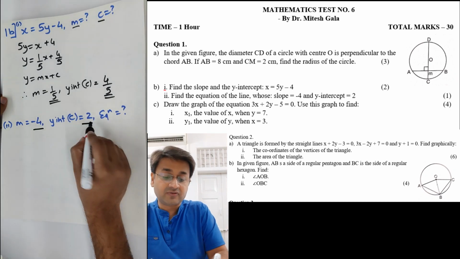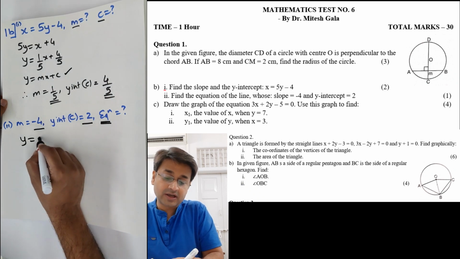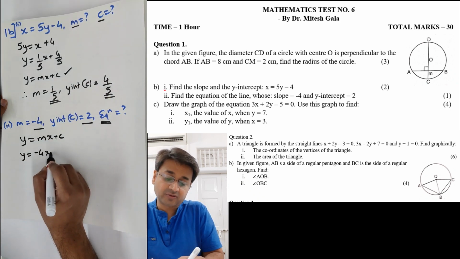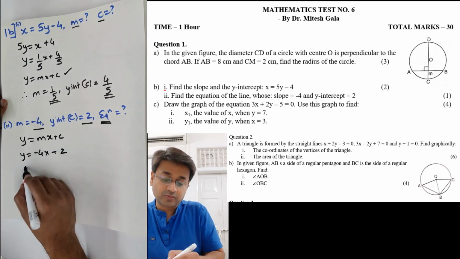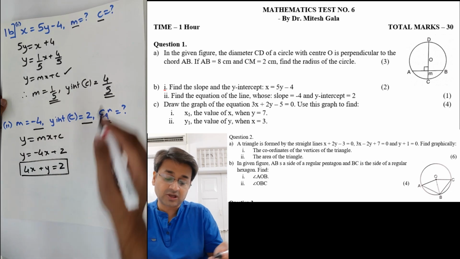Now slope is given, y-intercept is given, get the equation. So use the same thing again. y is equal to mx plus c. So y is equal to, m is minus 4, so minus 4x, and c is 2. Pushing it on the other side, so 4x plus y is equal to 2 becomes our equation.